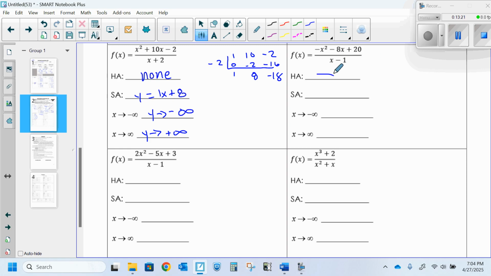All right, one bigger, no horizontal. Let's check for a slant. 1 on the outside. Okay, y equals, and I really don't even need to calculate that. Once I can see that I'm going to get a remainder, I don't need to do that anymore. Okay, it has a negative slope, so my right side goes down, and my left side goes up.